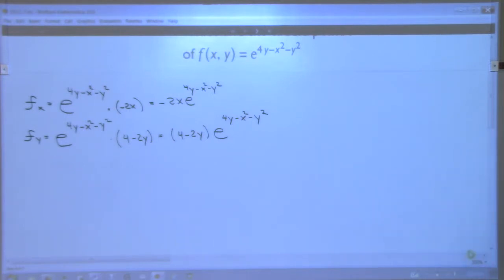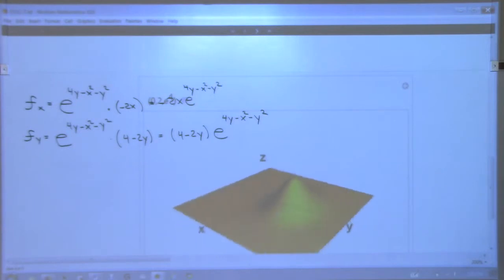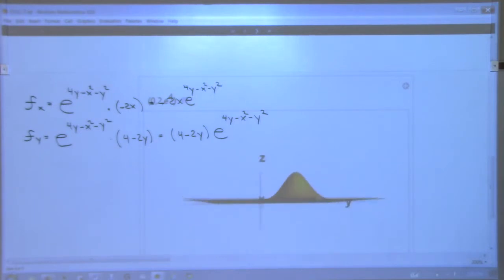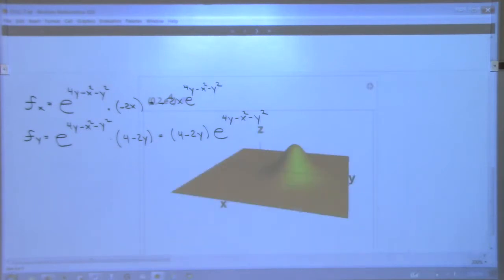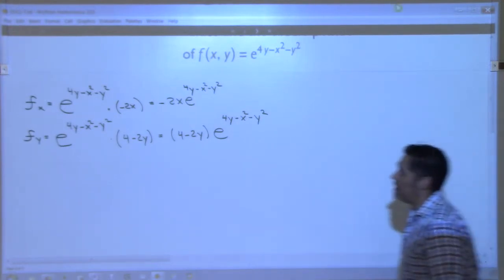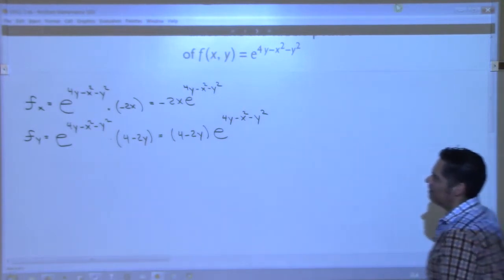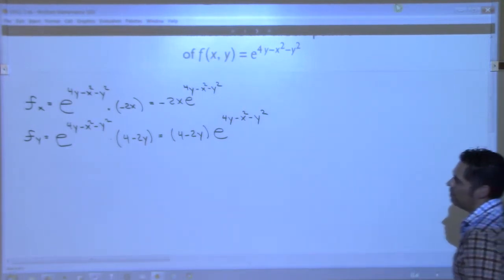Maybe we should peek real quick at the picture. Ah, it's a pimple. It's just a pimple. Just one local max is all we're going to get. It's going to be a lot of work to get it, but that's all we're going to wind up with at the end. Okay, so now let's hold off on the second partials for now. Let's just see if we can get the critical points.